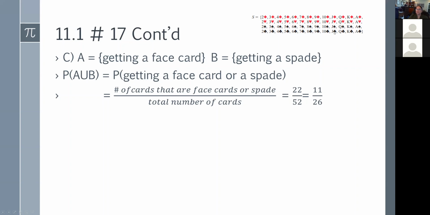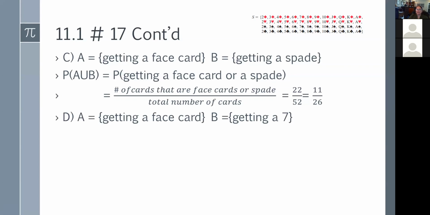this jack, that gets us 14, this queen, this king, so that was 14, 15, 16. This jack, 17, queen 18, king 19. And then this jack is number 20, queen is 21, and king is 22. So there's 22 cards out of 52, which reduces down to 11 out of 26.